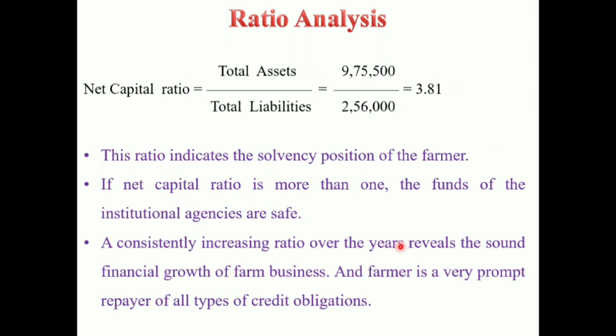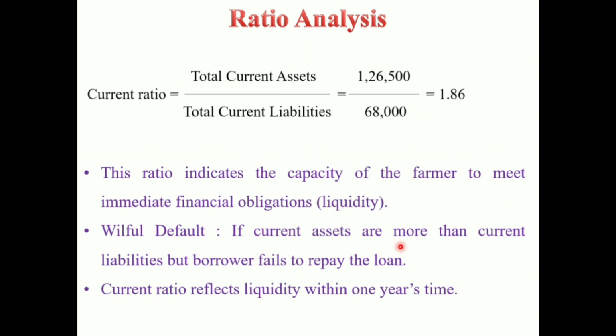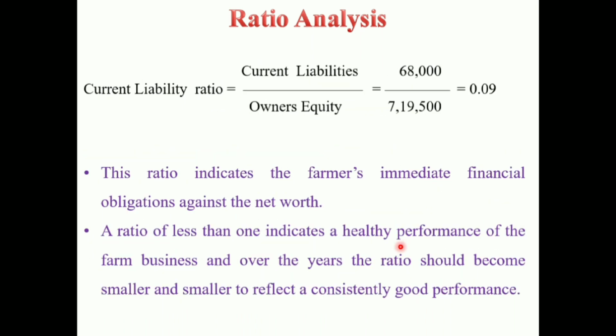The previous ratio should be more than 1, which indicates the favorable financial situation of the farmer. But the current liability ratio should be less than 1, which indicates a sound financial position. That's why a ratio of less than 1 indicates a healthy performance of the farm business, and over the years the ratio should become smaller and smaller to reflect consistently good performance. This is the current liability ratio.